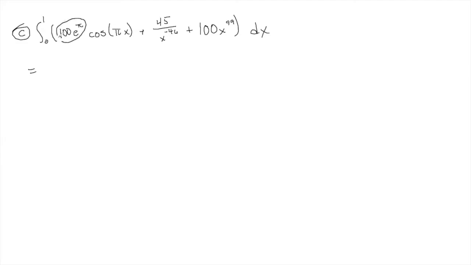Okay, part C. The integral from 0 to 1 of 100 e to the pi times cosine of pi x plus 45 over x to the negative 46 plus 100 x to the 99th dx. Keeping it all together and working through it. Not much different here in terms of computations, just a cosine really seems like the only difference. So I have 100 e to the pi. Remember, this is just a constant because it has no x's in it.